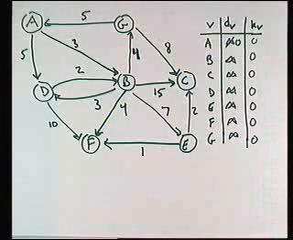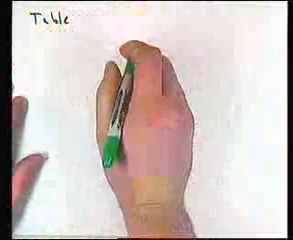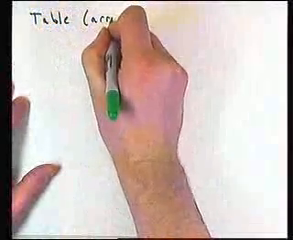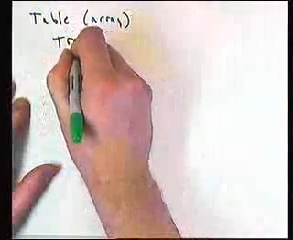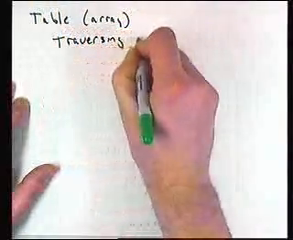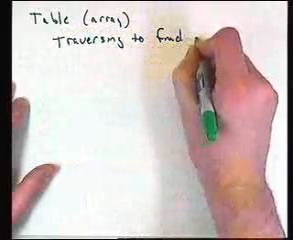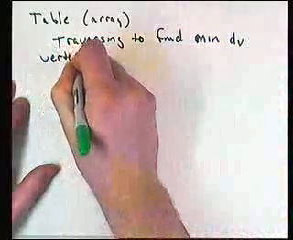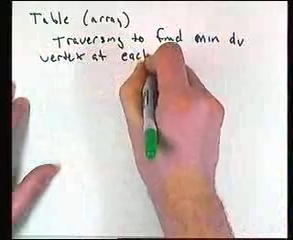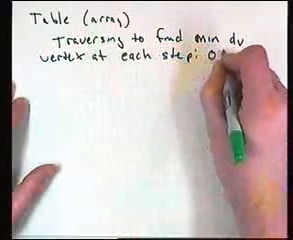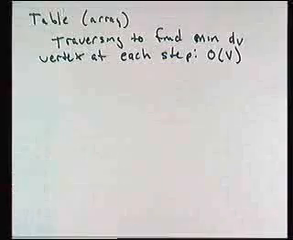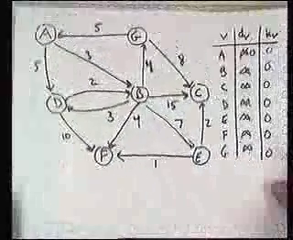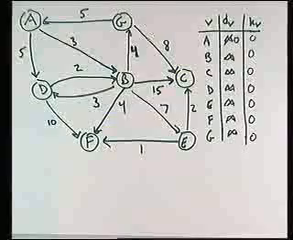So if we're going to keep score here, we can say that using the table, if we're going to actually use an array of some kind to store this table, traversing to find the minimum distance vertex at each step is going to be order v time. Because we've got this table, we need to search down the table in order to find such a vertex. And so searching down that table will take order v time.